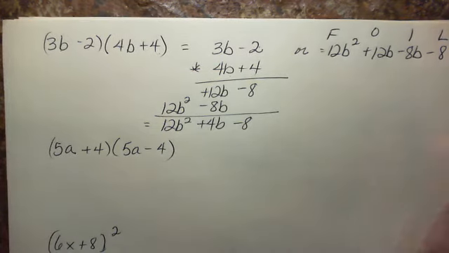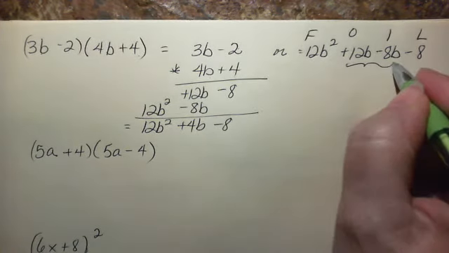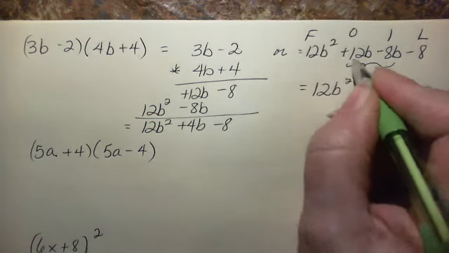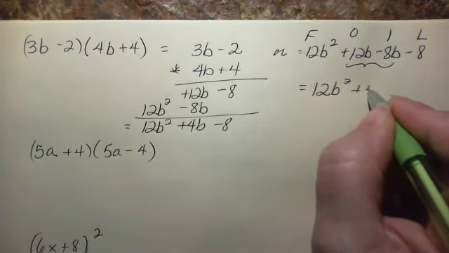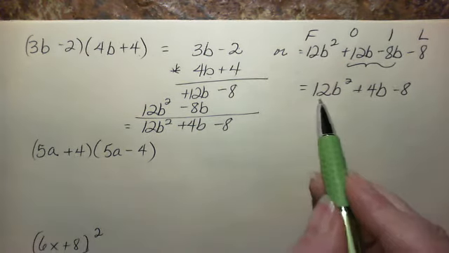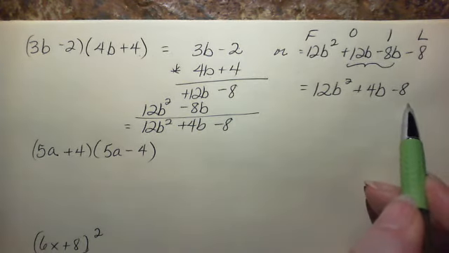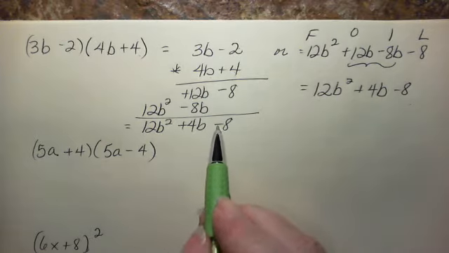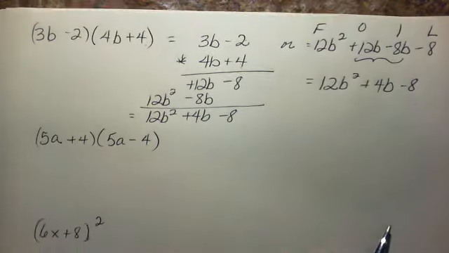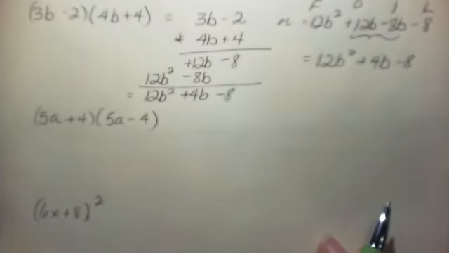And then we need to collect like terms. These terms are like: 12b squared, these terms collect for positive 4b. Bring down your minus 8, and you see the result is the same whether you show your work with FOIL or whether you stack and multiply. The result is the same. So we'd call that pattern the FOIL pattern.